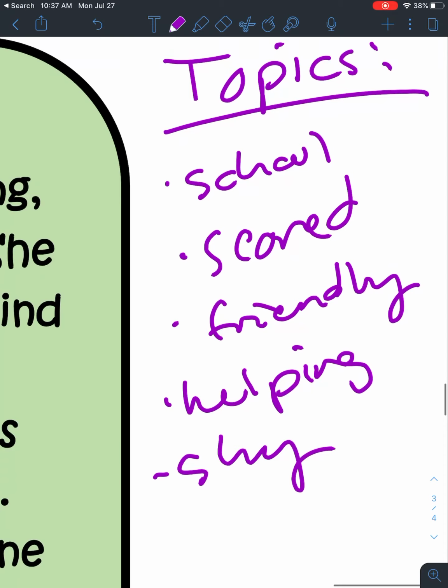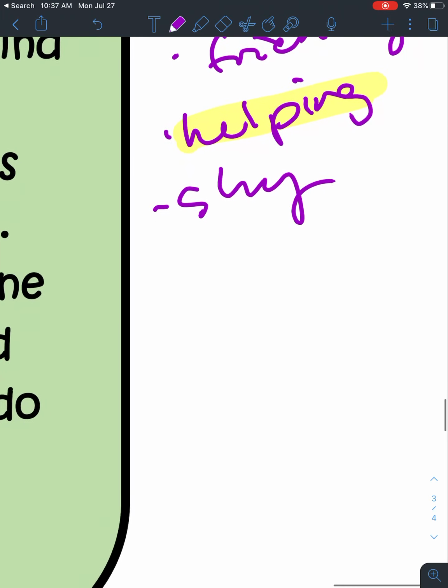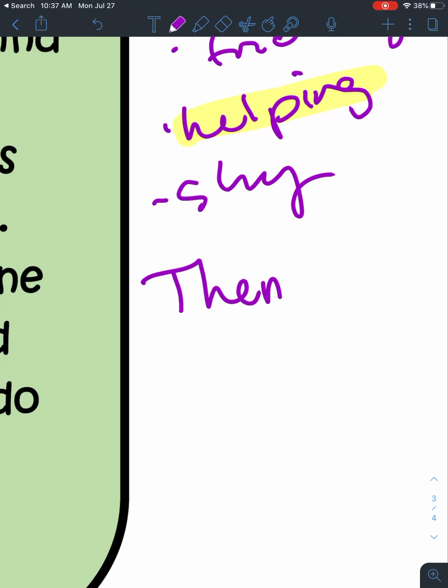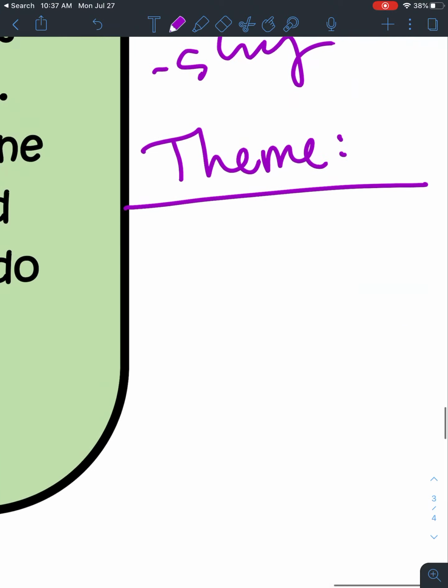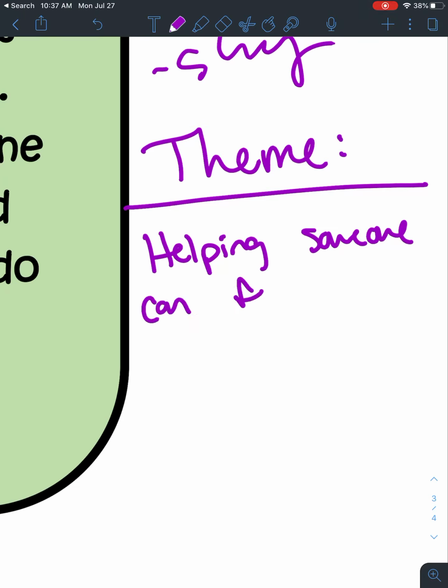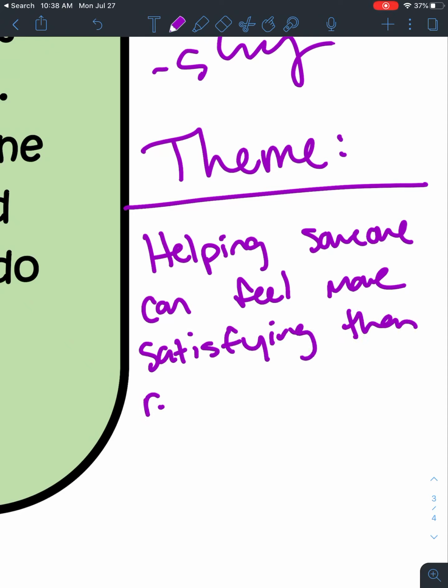So of these topics now, we need to decide which ones were really important for this story. Let's stick with our main character is helping somebody out, and that makes her feel good. So let's go with that idea. So now our theme, remember, will be true for the story and true for real life. It does not talk about the specific characters or the specific details of this story. So we might say here that helping someone can feel more satisfying than receiving help.